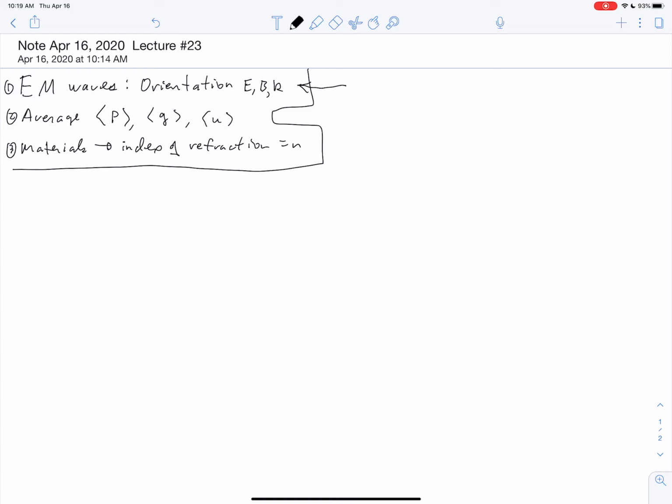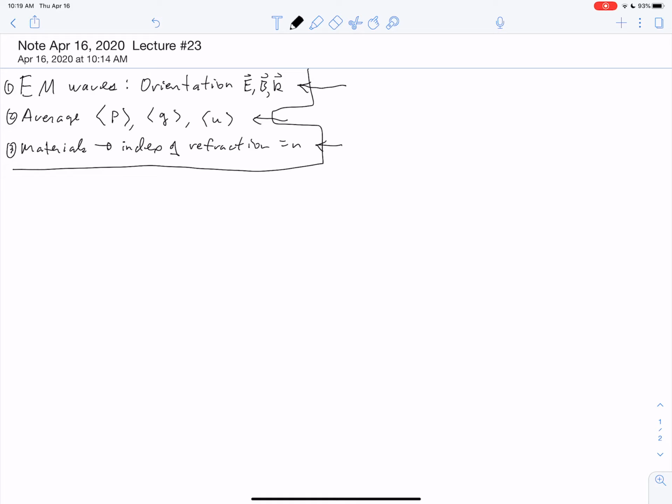electromagnetic waves, the orientation of the various components, the electric field, magnetic field, and wave vector. The second thing will be to talk about average quantities of power, momentum density, and energy density. And the third thing will be the effect of materials, namely the index of refraction.